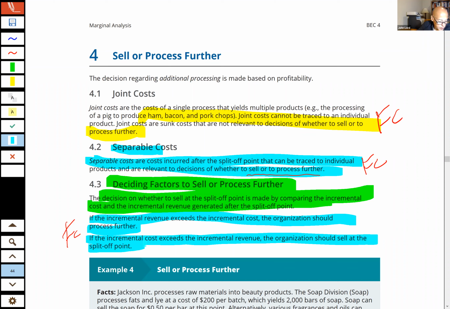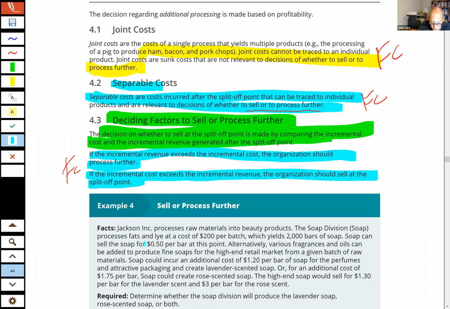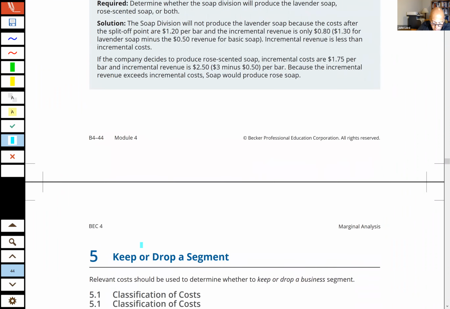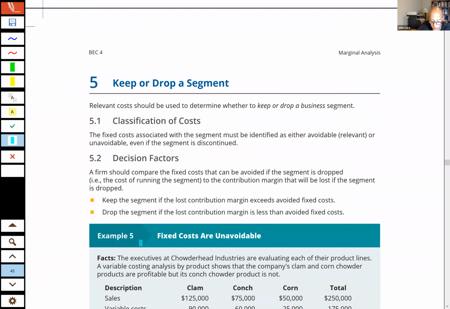I don't think we need that example. I think we've got enough there.